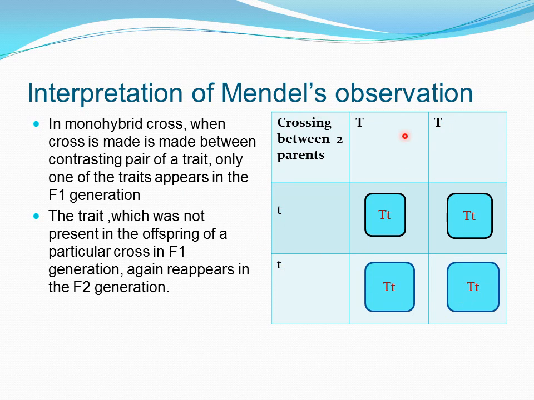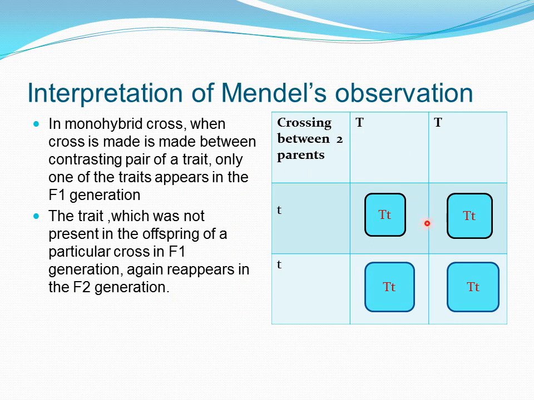So what is happening after crossing in the first filial generation? We have seen only one is dominant. All the four plants were tall. The small t or the recessive character appeared in the genotype, but it didn't show up; none of the plants of this generation were dwarf. All were tall plants. The trait which was not present in the offspring of a particular cross in the F1 generation reappears in the F2 generation.